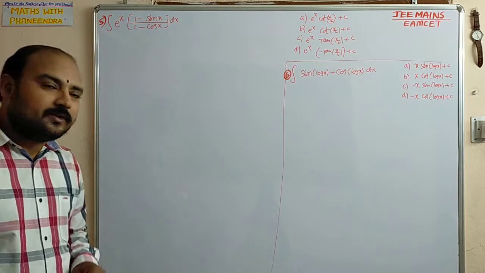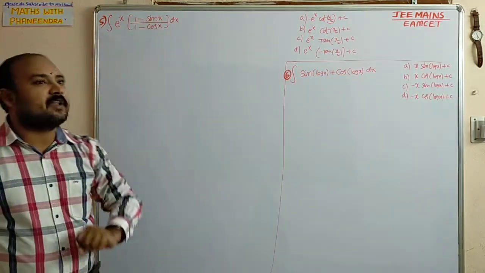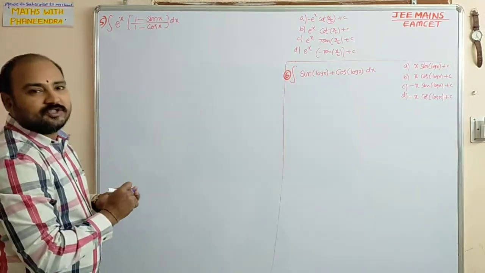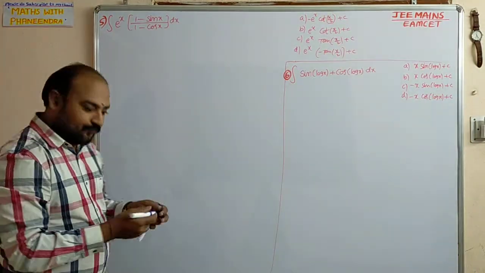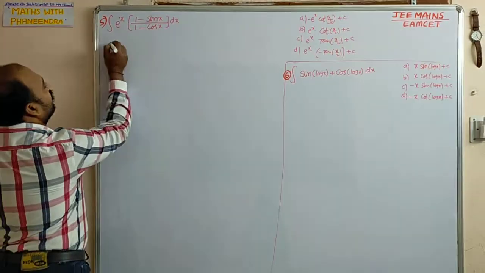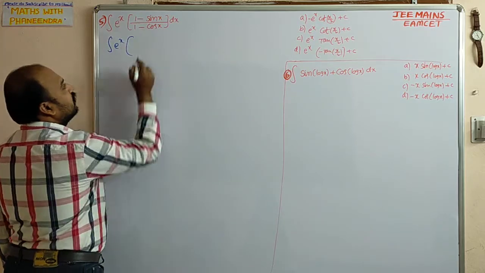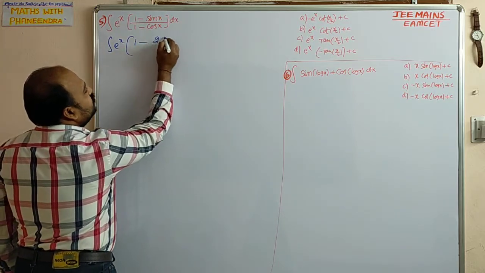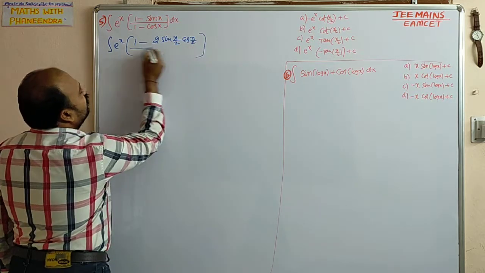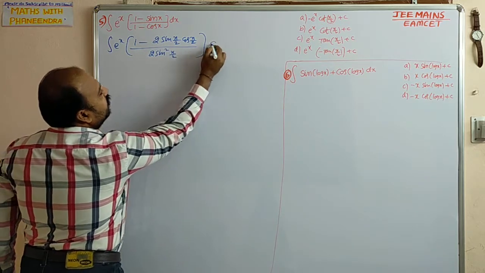The next question. Integral e power x into 1 minus sin x by 1 minus cos x into dx. See here, 1 minus cos x, 1 minus sin x. We need to convert in terms of half angle formula. Integral e power x into 1 minus sin x, which can be written as 2 sin x by 2 cos x by 2, over 1 minus cos x, which is 2 sin square x by 2, into dx.